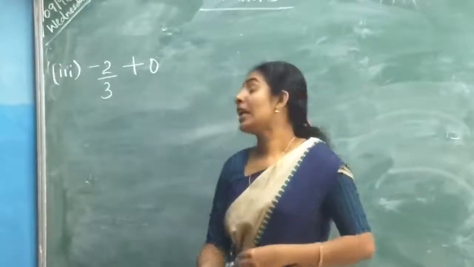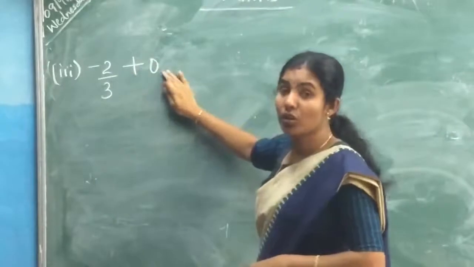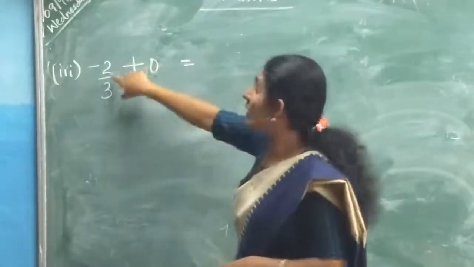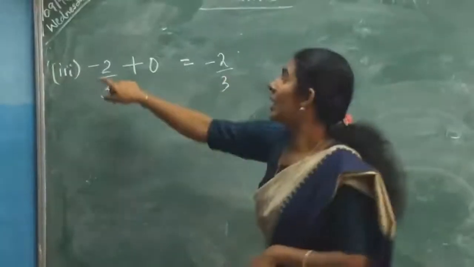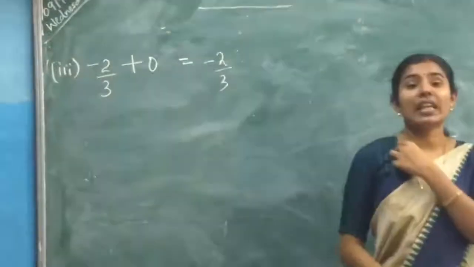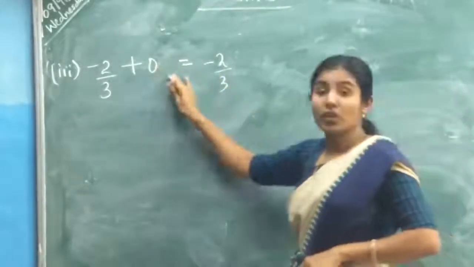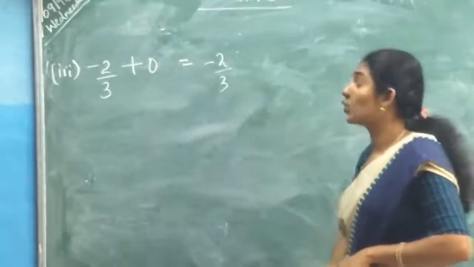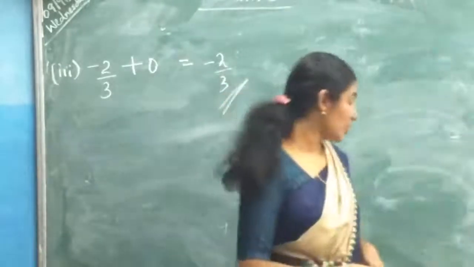Any rational number, when you add 0 to it, you will get the same number, which is minus 2 by 3. So directly you can write the answer. What is the answer? Minus 2 by 3 plus 0 is minus 2 by 3. Now we will do the next question.